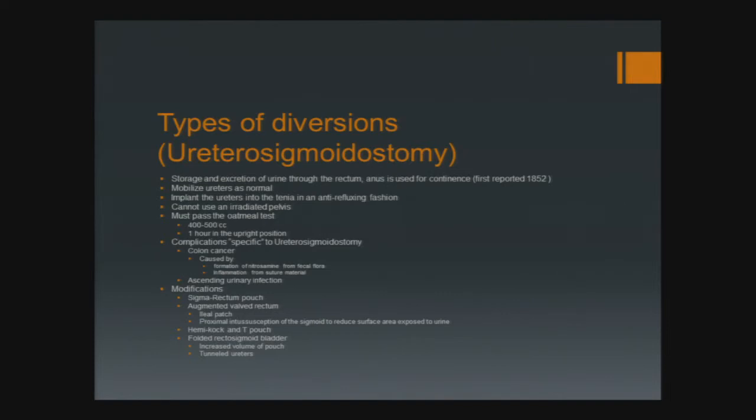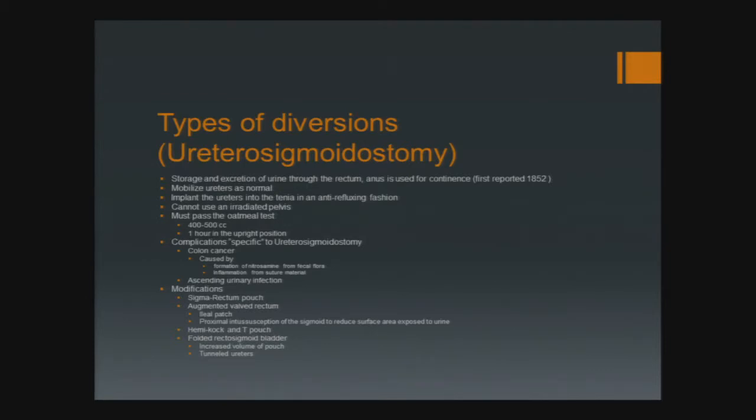Some postulated mechanisms are formation of various nitrosamines from the fecal flora interacting with the urine, and inflammation from the suture material is another postulated mechanism. And then the time frame for this colon cancer is about 10 years. So you don't see the colon cancer until 10 years after the anastomosis. This has been a heavily studied phenomenon. People have done anastomoses where there's no urine flowing through it, obviously in animal models. They still form colon cancers at higher rates. It's pretty unclear how that happens.